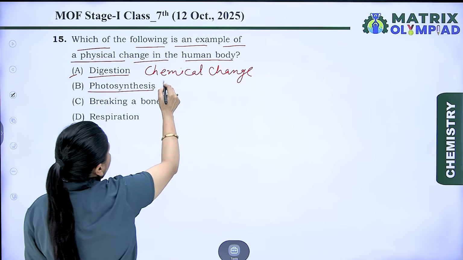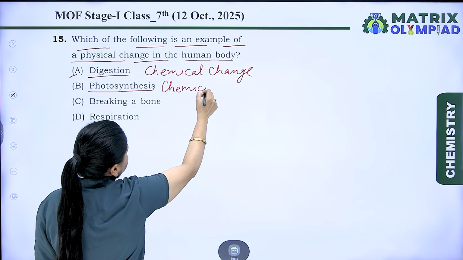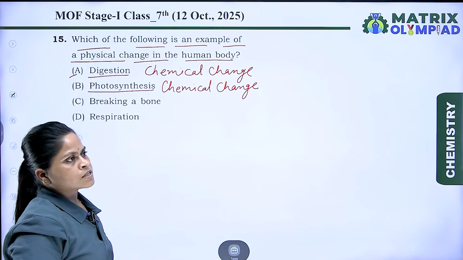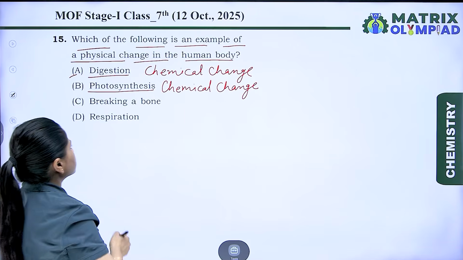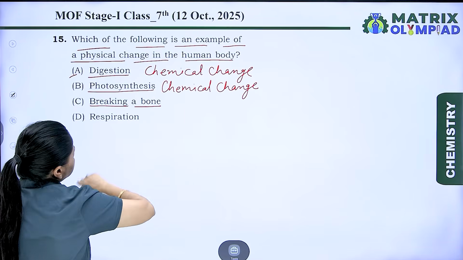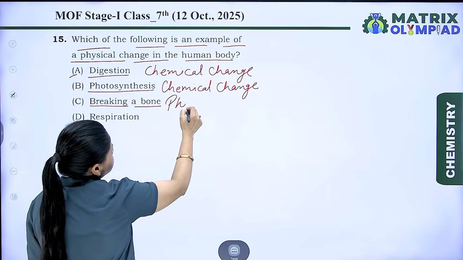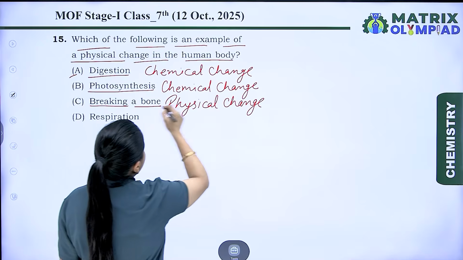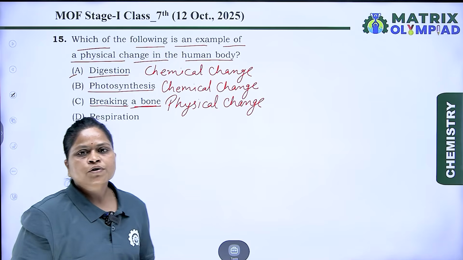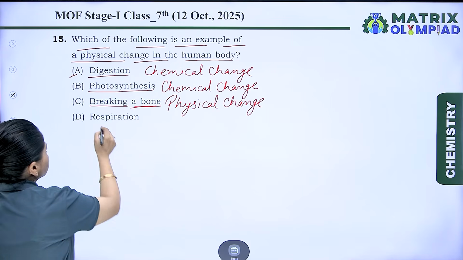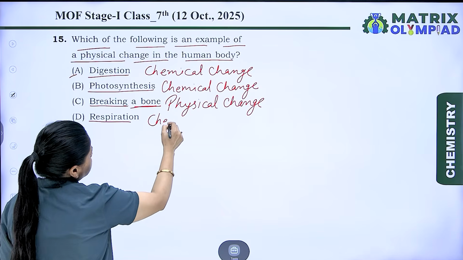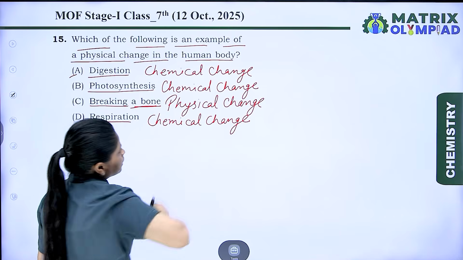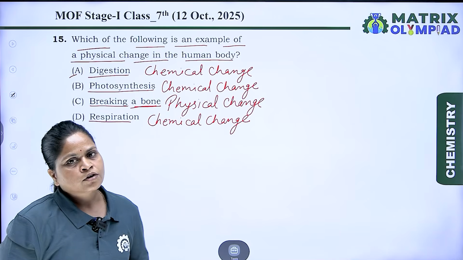Photosynthesis. Yes, photosynthesis is again a chemical change because in this CO2 combines with water in the presence of sunlight to form carbohydrates. Breaking a bone. Yes, this can be considered a physical change because when breaking a bone, no new substance is formed. Respiration. Respiration is also a chemical change because in respiration again new substances are formed.